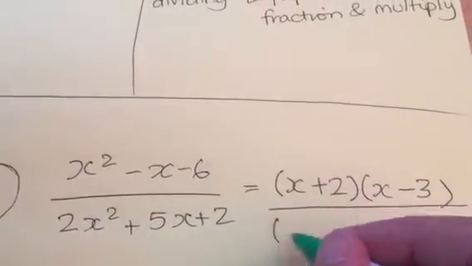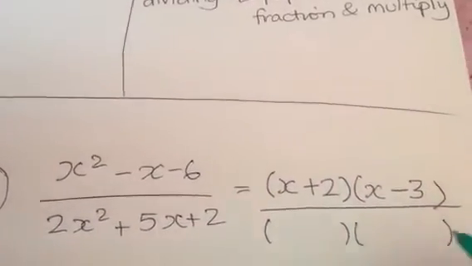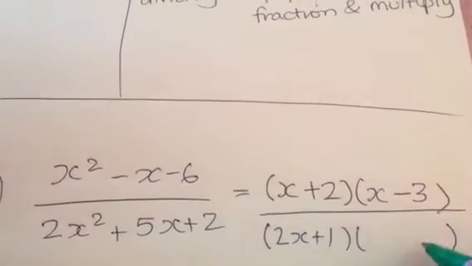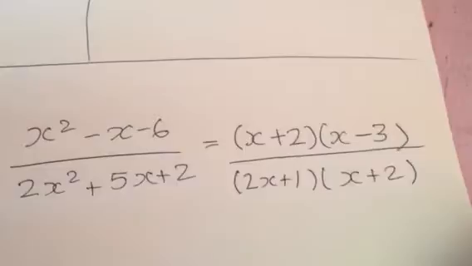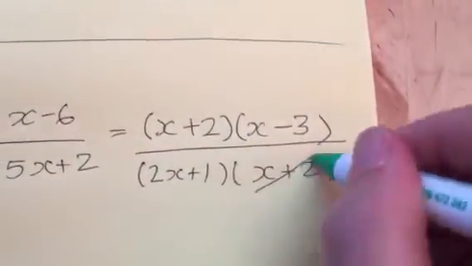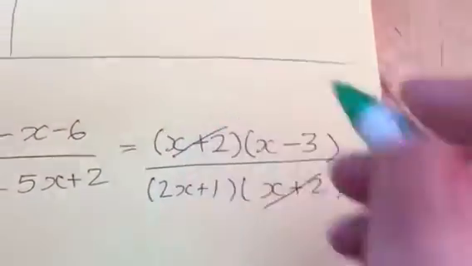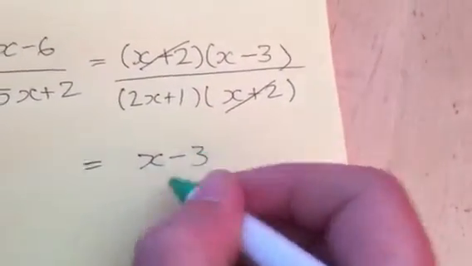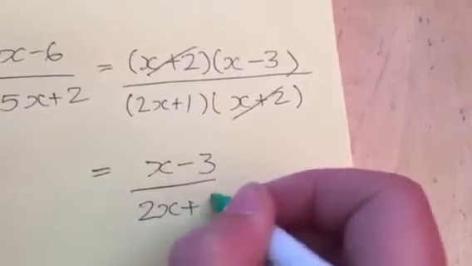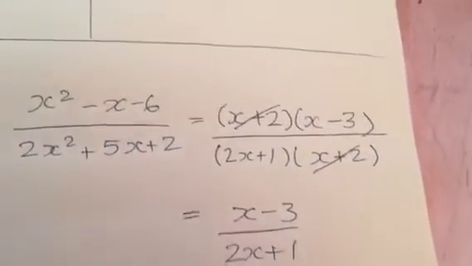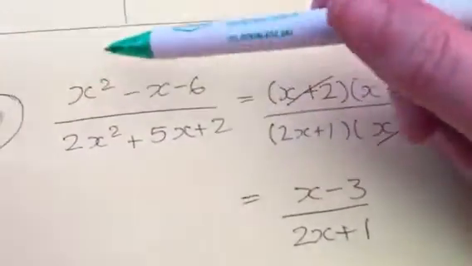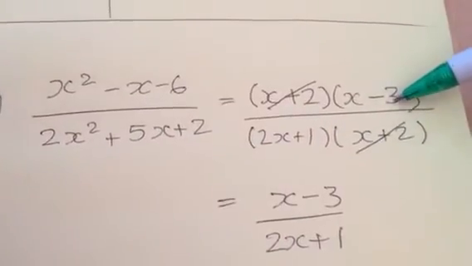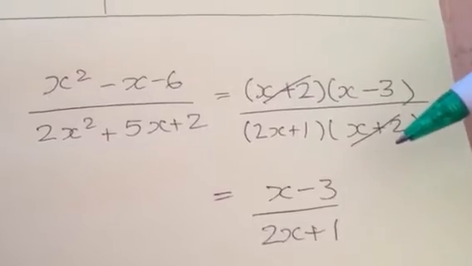The denominator, when I factorise it, will give me 2x plus 1 and x plus 2. And now I can cancel because I've got a factor of x plus 2 underneath and on top. And then I can write x minus 3 over 2x plus 1. So factorising, cancelling fractions, the key thing when you're cancelling fractions is to make sure that you factorise first and then look for common factors.